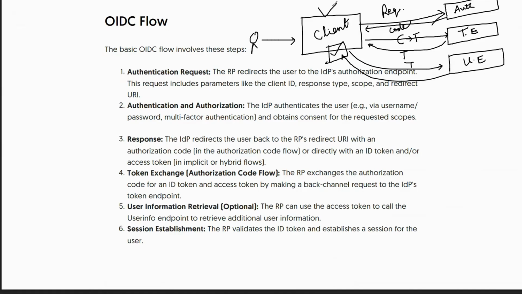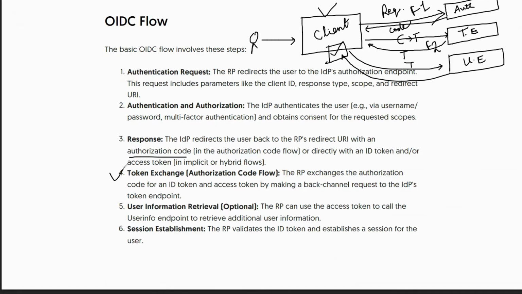So here in the example, you will see the client is doing the back and forth most of the time. Okay. So the authentication request is where the relying party redirects the user to the IDP's authorization endpoint, which is this first one. Then there is authentication and authorization happening, where the user is prompted for a username and password. You put in your username and password, and authentication is done. A response is sent, which is the authorization code. This is flow one, and this is flow two.